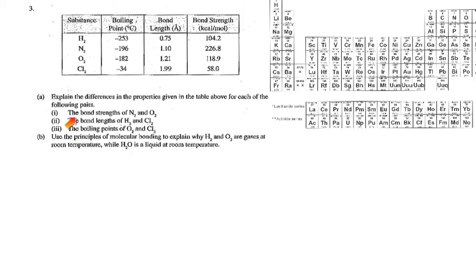So let's look at 1. The bond strengths of N2 and O2. Well, let's see. N2 is right here, and its bond strength is 226. And O2 is right there, and its bond strength is 118. So clearly nitrogen has a stronger bond strength than oxygen. How are we going to explain that? Well, it's pretty easy if we draw the Lewis structures, so let's draw the Lewis structures.